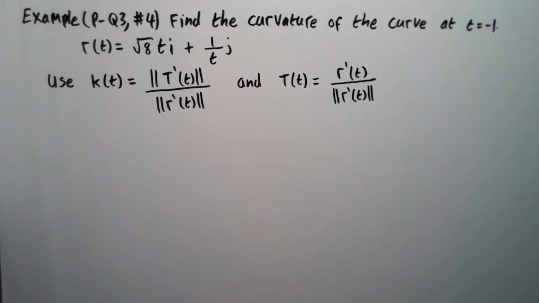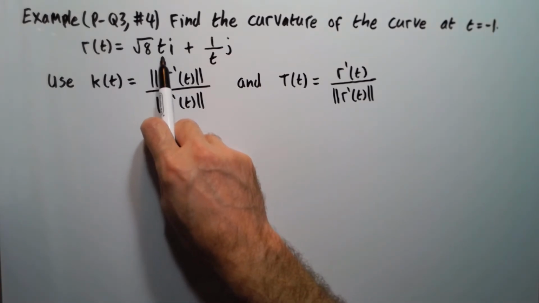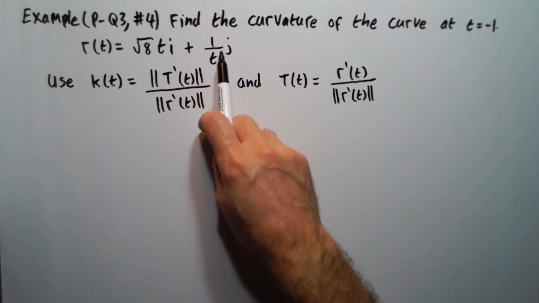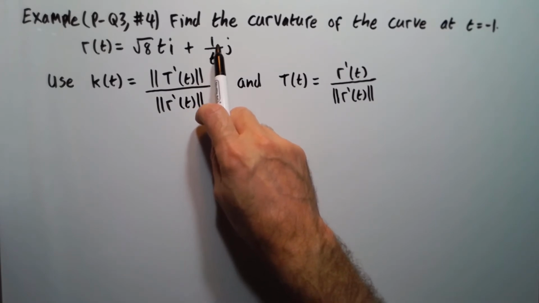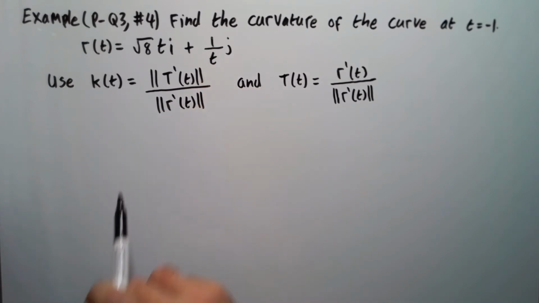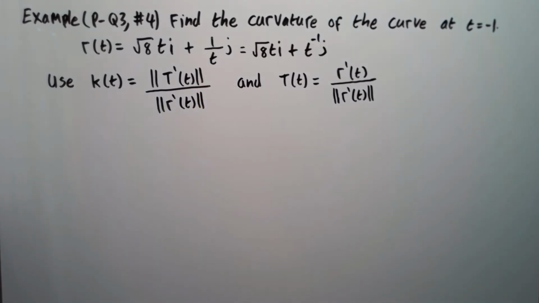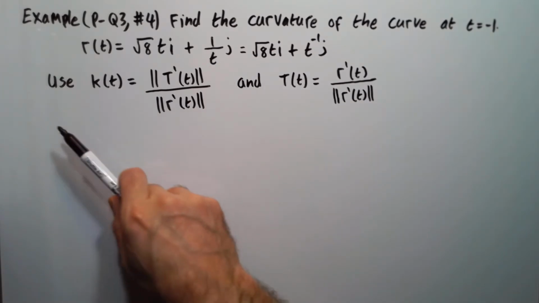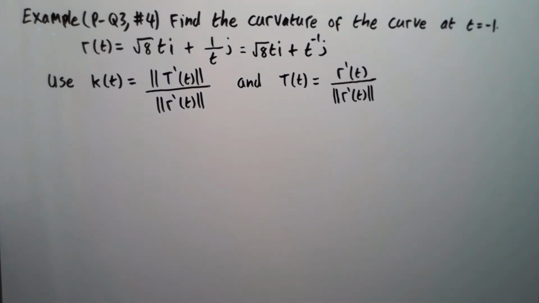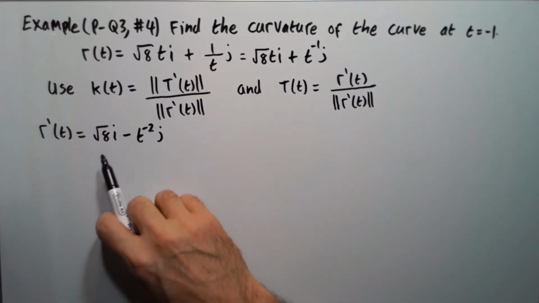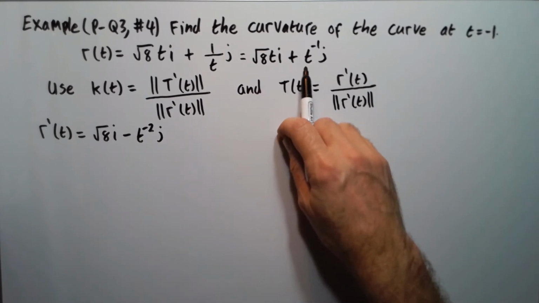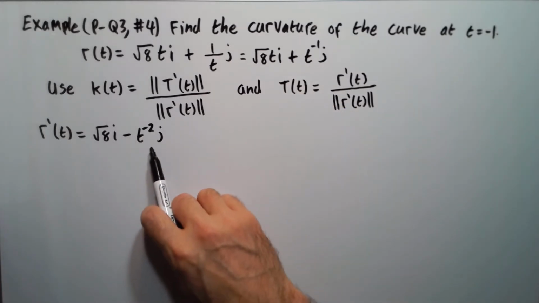Let's find r prime first. The derivative of square root of 8t is square root of 8 in the i direction, plus the derivative of 1 over t. You can write this as t to the -1, so the derivative is minus t to the -2. First I wrote 1 over t as t to the -1, then took the derivative. So r prime has square root of 8 in the i direction, since the derivative of square root of 8t is just square root of 8, and the derivative of t to the -1 is -1 t to the -2.